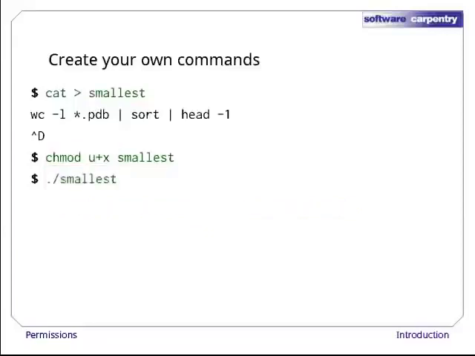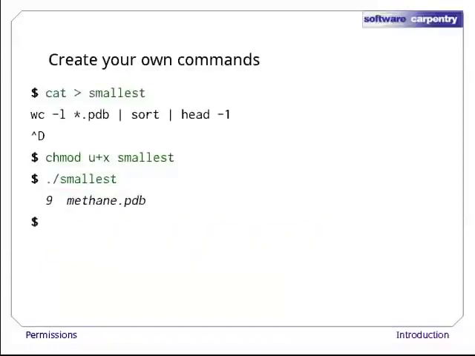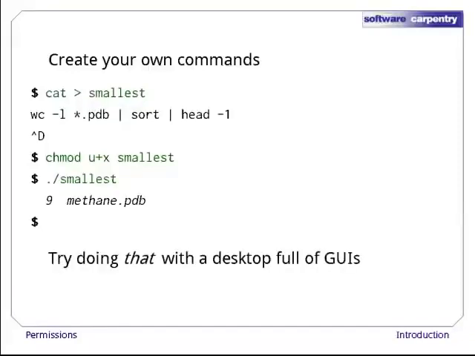And now, let's run smallest by typing in its name just as we would type in the name of any other program. To be sure we're getting exactly the file we just created, we type ./smallest to tell the shell that we want the smallest that's in the current working directory. This guarantees that even if there's another program called smallest somewhere else on the computer, the shell will run ours. Sure enough, if we're in the directory containing our PDB files, our little program's output is exactly what we'd get if we ran that pipeline ourselves. Try doing that with a bunch of GUIs on your desktop.